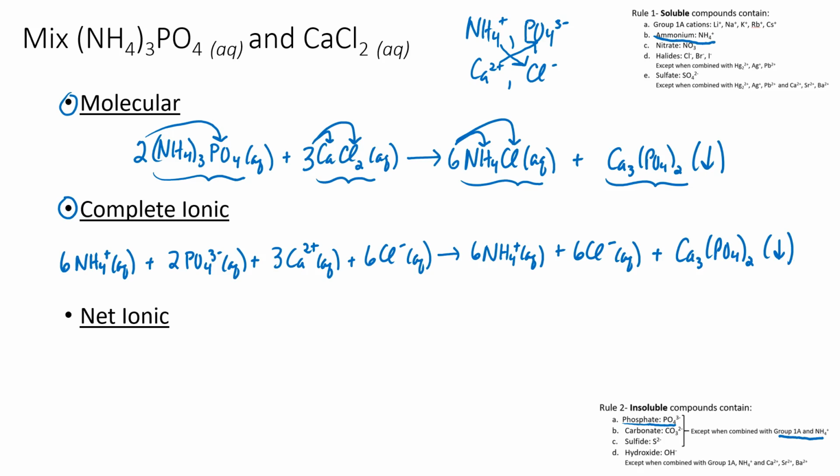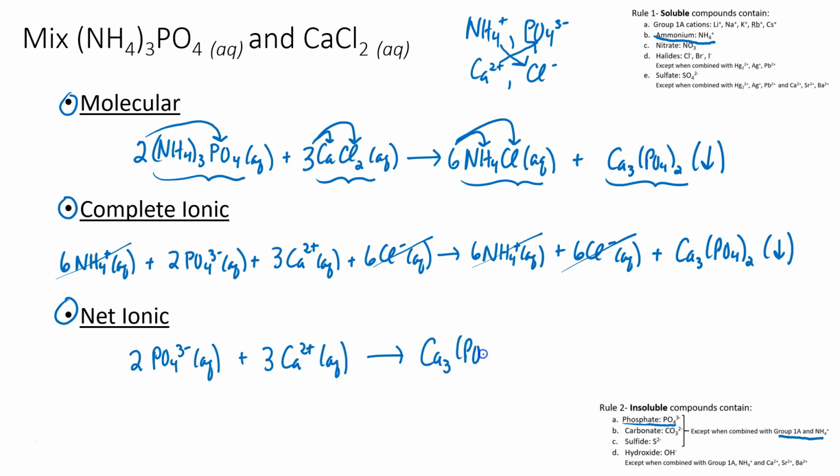Now we're going to cancel out our spectators, and I'm seeing ammonium on the left, ammonium on the right, and I'm also seeing chloride on the left, chloride on the right. So the net ionic equation is 2 phosphates combined with 3 calcium ions to form a calcium phosphate precipitate.